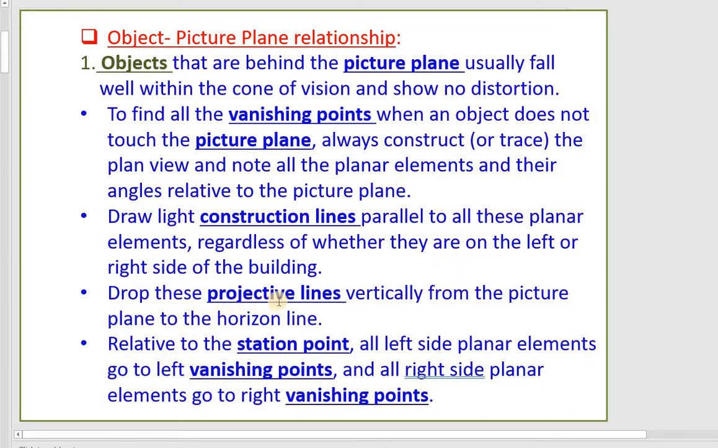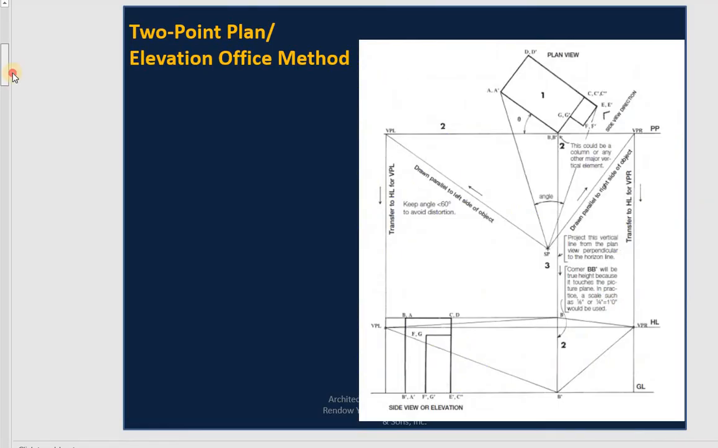Drop these perspective lines. That means you go vertical from the picture plane to the horizontal plane, and you call that the projective line. The projective line is relative to the station point: the left elements go to the left vanishing point, and all the right side planar elements go to the right. You call that the vanishing point. The vanishing points are left and right on the eye level of the project. So now this one shows you that definition.